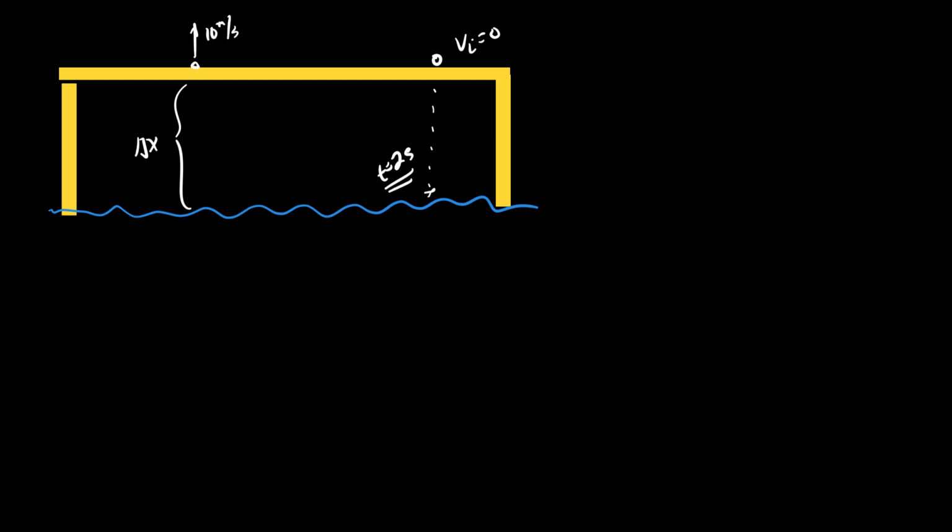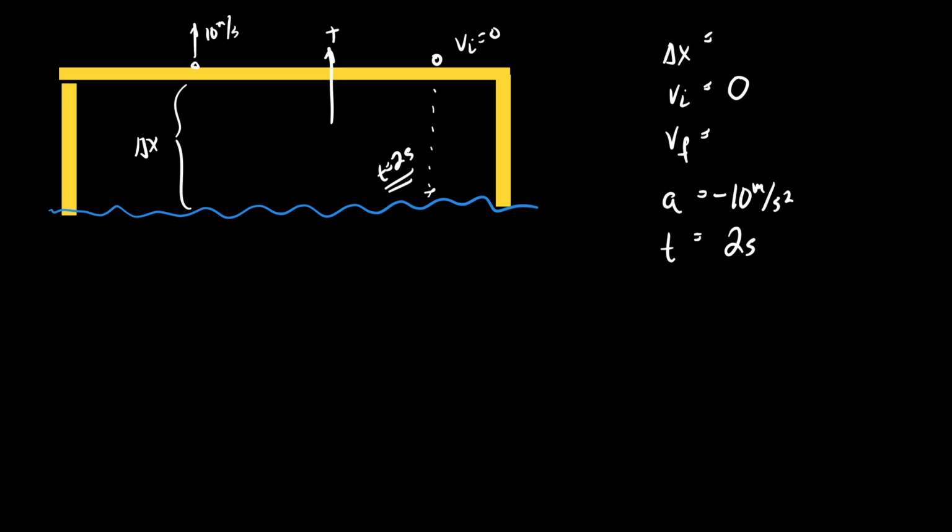You asked, so do you want upwards to be positive or downwards to be positive? Okay, so upwards is positive. Delta x, vi, vf, a, t. The rock is dropped. I hear it make a splash 2 seconds later. The acceleration is due to gravity, 10 meters per second squared, and that is downwards, so I make it negative.